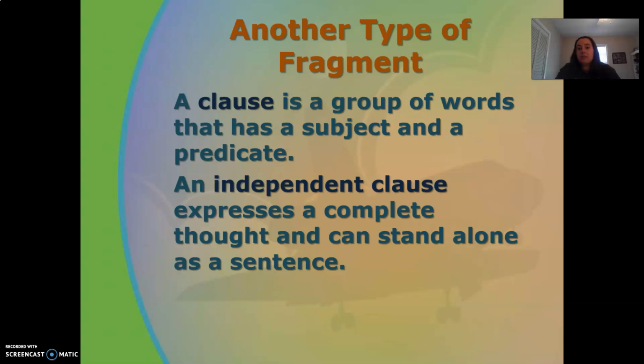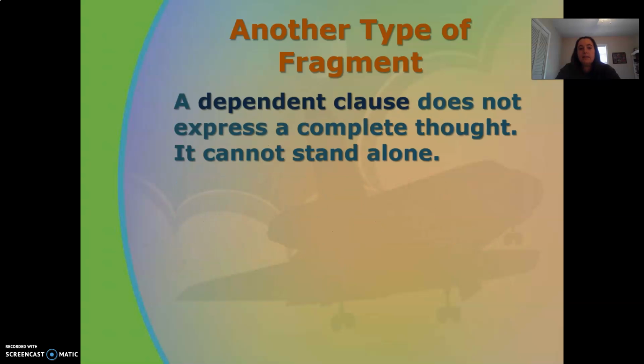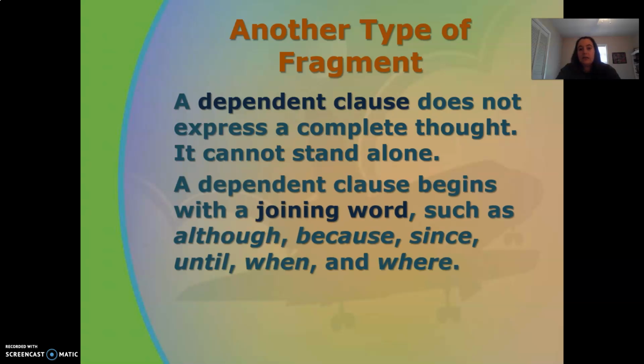The big blue house is across the street. Sentence. Independent clause. Independent clause, sentence, same thing. But a dependent clause has the subject and the verb, but it's not a sentence. It can't stand alone. And it has those introductory joining words, like although, because, since, until, when, where. Since the big blue house was across the street, see, it leaves you wanting to know more information, and that's because it's not a complete thought. It doesn't have what is being joined to the first subject and verb.